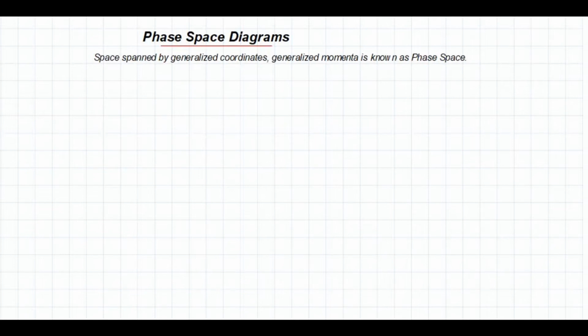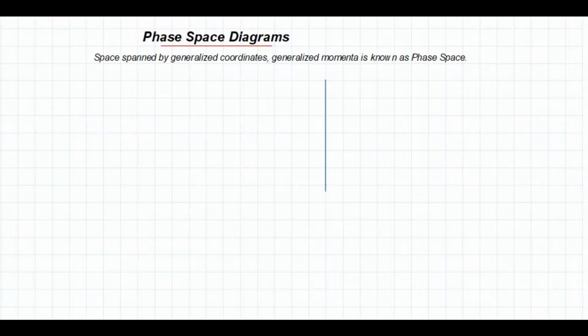Good morning, all. In this lecture, I will explain about phase space diagrams. So, what is the meaning of phase space? It is the space spanned by generalized coordinates and generalized momentum. We already have the notion of configuration space in classical mechanics. It is the space spanned by generalized coordinates. Here, this space is spanned by generalized coordinates and generalized momentum.